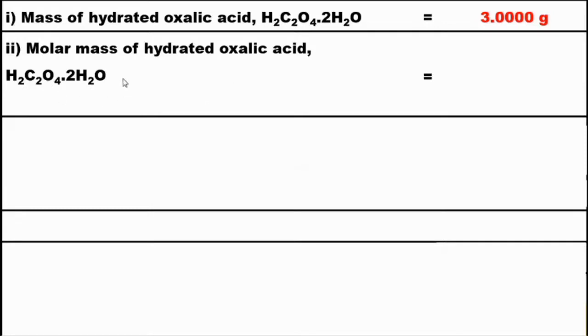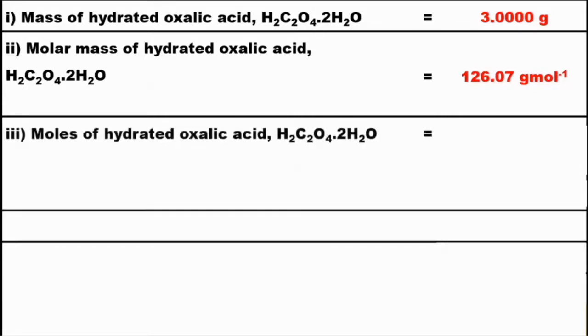Second, the molar mass of hydrated oxalic acid. You can calculate this using the molecular formula of the hydrated oxalic acid. The molar mass of hydrated oxalic acid is 126.07 grams per mole.